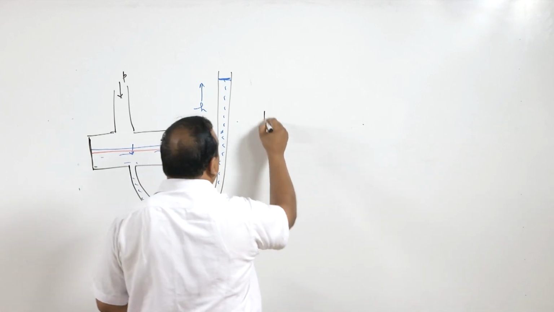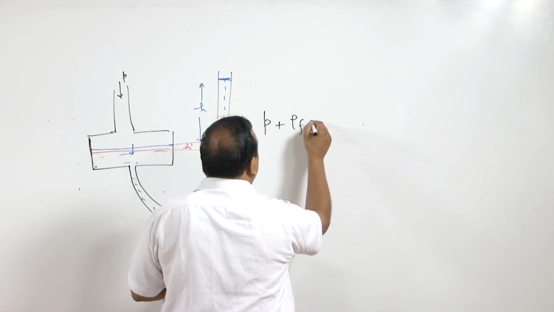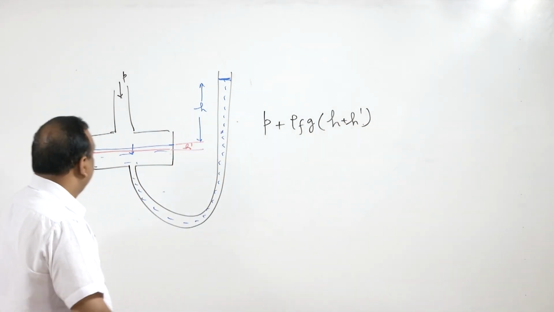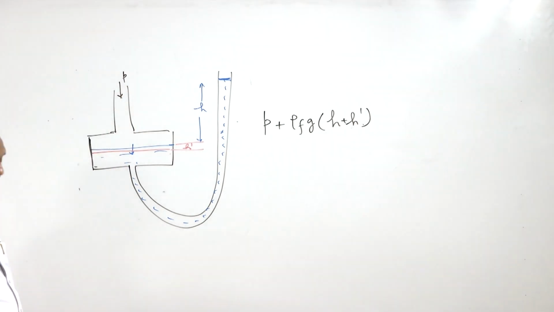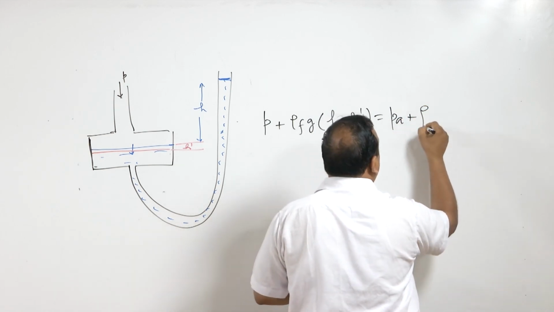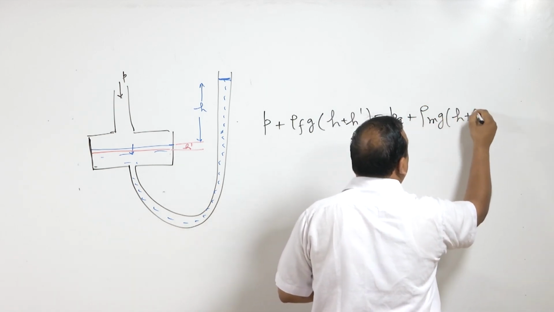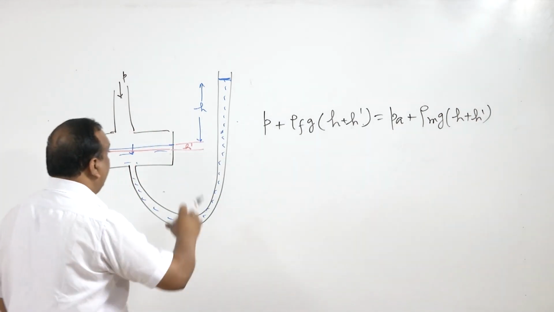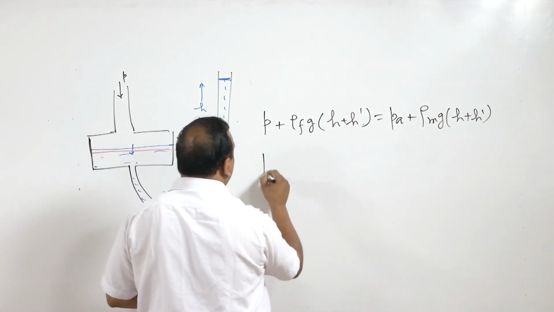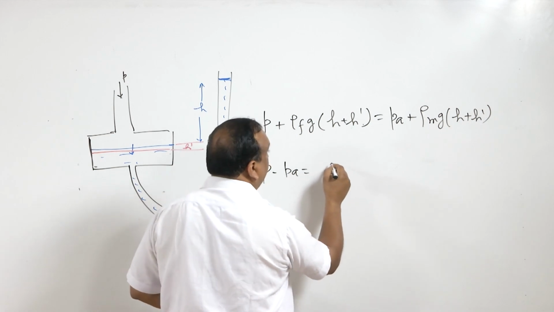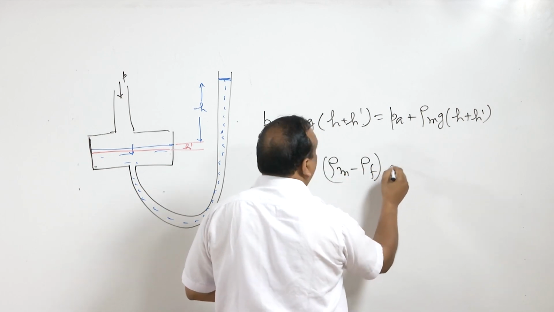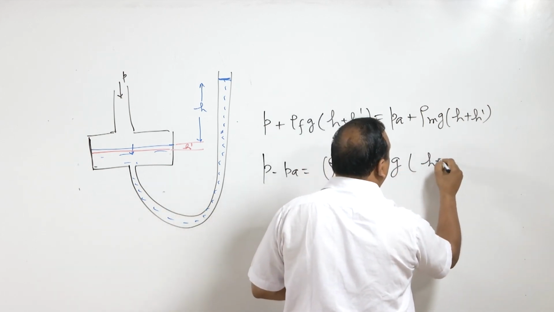So P plus rho f g (H plus H dash), this is the equivalent column here, is equal to atmospheric pressure plus rho m g (H plus H dash). Now we will not take just H, we will take H plus H dash. And now again P minus PA is going to be rho m minus rho f into g multiplied by H plus H dash.